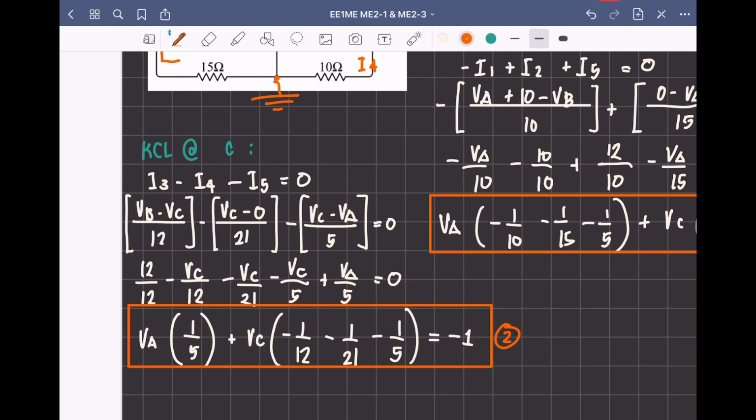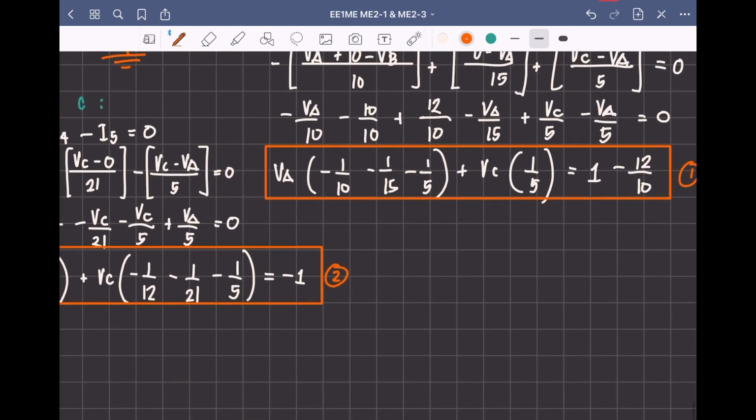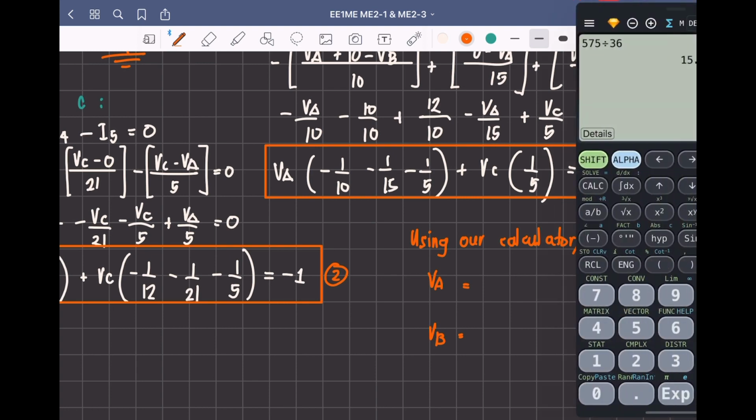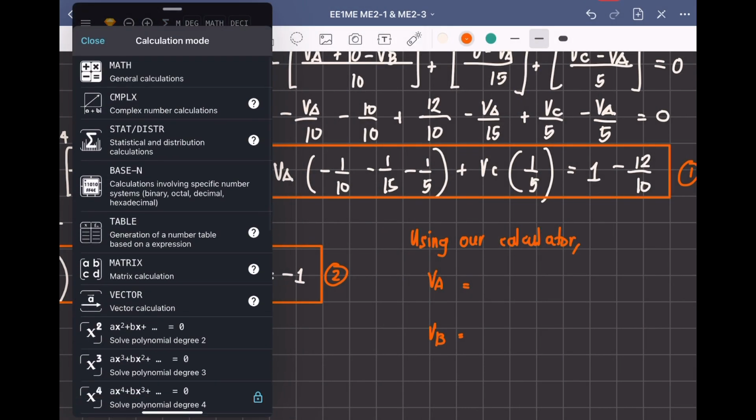Okay. After having two equations, we are going to use our calculator to solve for VA and VC. Okay, let me bring out my calcu if I can do that here.